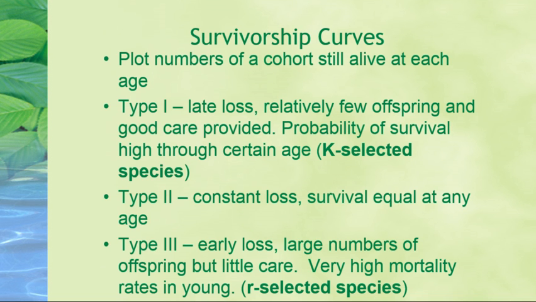There's type 1, which are the K-selected species. They have late loss, relatively few offspring, but good care. Okay, probability of survival is high. Type 2, survival is going to happen at an equal percentage no matter what age the organism is. And then you've got type 3, which are the early loss, they have large numbers of offspring, little care, r-selected species.